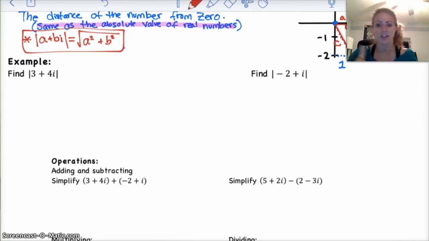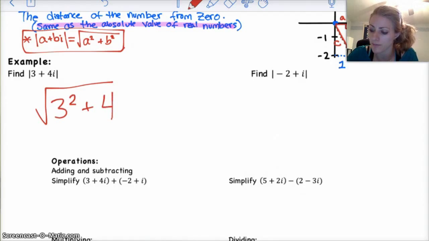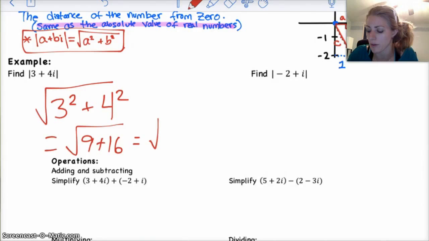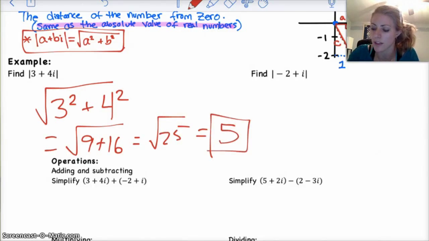So if you got that, go ahead, try the next couple examples. I'll talk through them kind of quickly, so that you have an explanation. The absolute value of 3 plus 4i is just literally the square root of 3 squared plus 4 squared. Easy, right? So that's the square root of 9 plus 16, so square root of 25, which is just 5. So the absolute value of 3 plus 4i is 5.